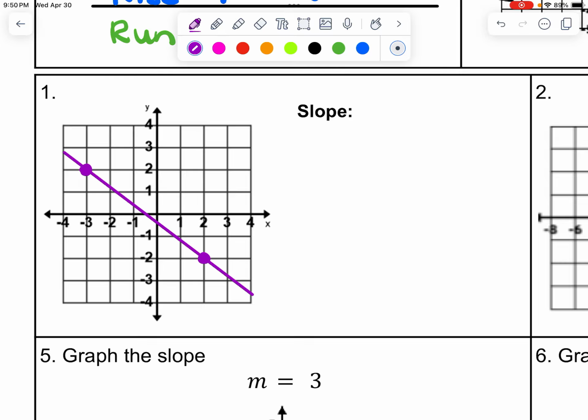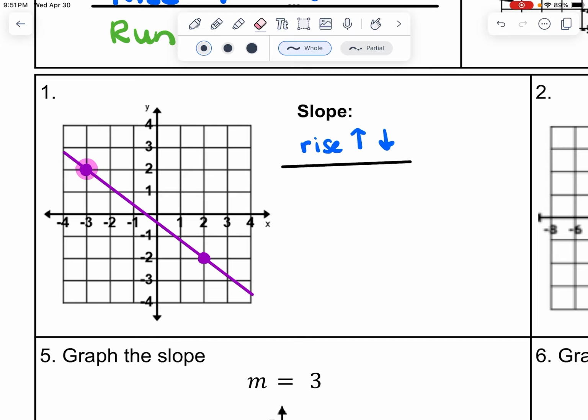A lot of the other places on this line get close to the corner of a box, but it's not perfect. Now remember, we always start from the left side of the graph. So I'm going to start from the higher point this time. It doesn't matter whether the left is the higher or the lower. It just matters that it's the left. Then I'm going to do my rise, which might be going up or it might be going down, divided by my run, which is always going to be going to the right.